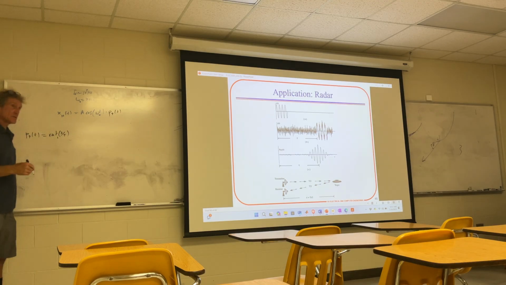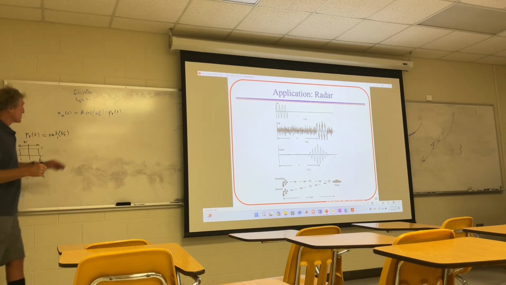Y'all with me on this class? You've all seen rect functions, right? The only thing it is is this: in the time domain, it has a value of 1 from minus tau over 2 to tau over 2. Another way to say it, it's centered at 0 and the width is tau. That's it, right? So I'm going to multiply it by this.